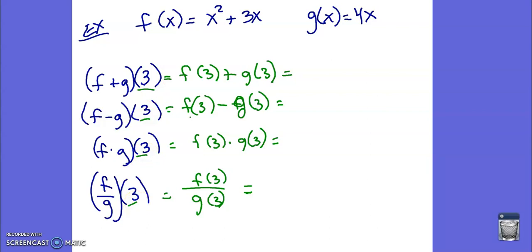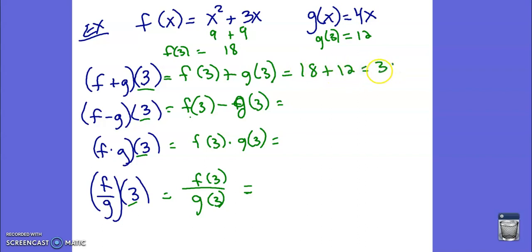If we plug 3 in, we're going to get 9 here, and we're going to get 9 here as well, so 18 is f of 3. And g of 3 would be 4 times 3, which would be 12. So here, f of 3 plus g of 3. We have 18 plus 12, which is 30.